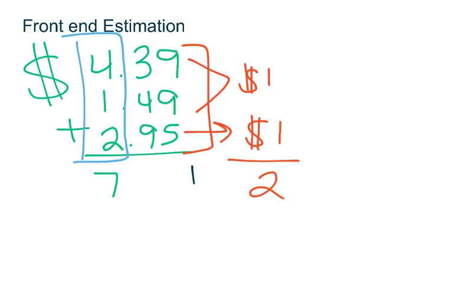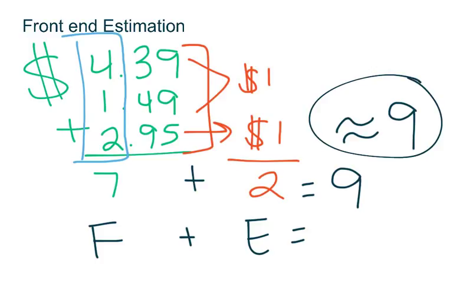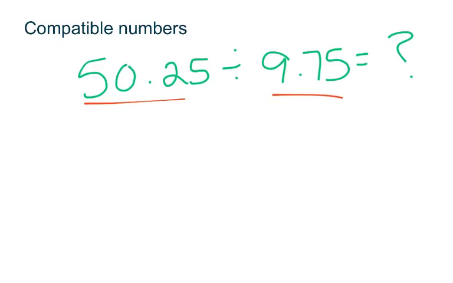Now all you have to do is add these two together. So we have the front, which I'm going to use an F for, and we have the end. Add them together, and we get 9. Now, if we're giving this as an answer, remember, we need to use our estimation sign to say that our answer is about 9.